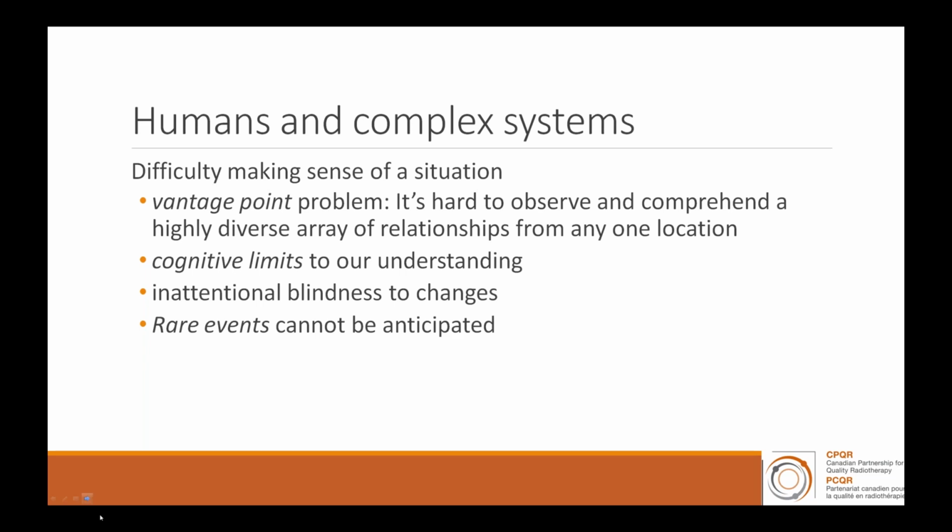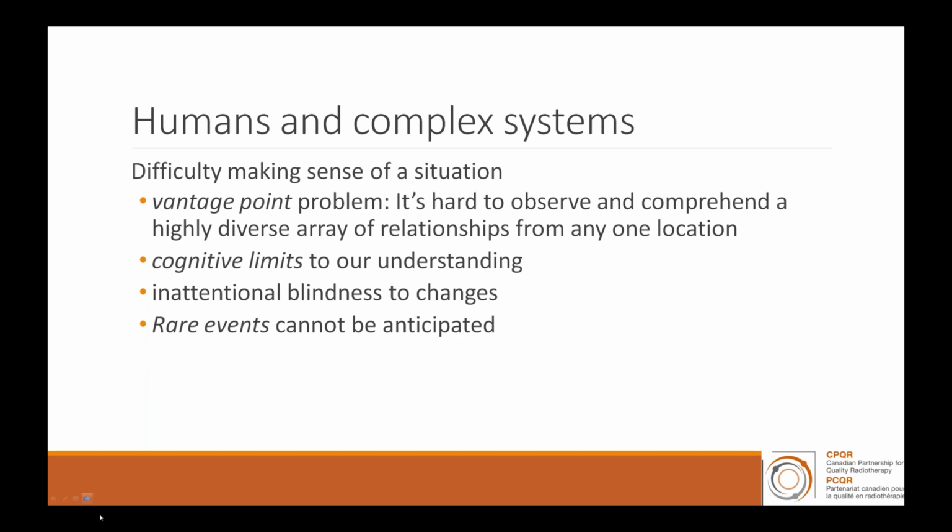It took a long time. That relations diagram I just showed, from decision to treat to first fraction, has a lot of elements, and it took a lot of energy by a big team to identify those elements, and there are certainly cognitive limits to our understanding of a complicated and complex system like that. It's easy for changes to happen without paying attention to them, so we have difficulty with inattentional blindness. And most relevant, rare events cannot necessarily be anticipated.